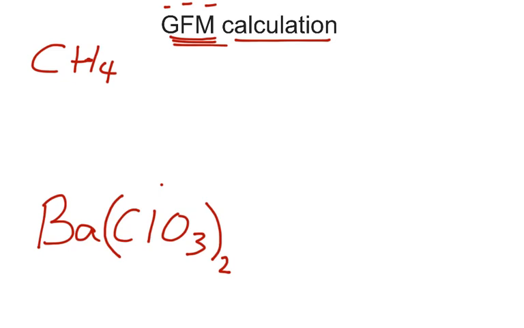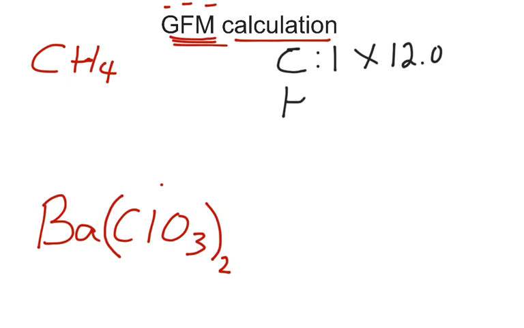So, for example, if you had to calculate the GFM of CH4 methane, you simply determine how many carbons you have, and that's 1. You determine the mass of carbon. You look on your reference table, so have your reference table out as always. You put 12.0 right there. Okay, so 1 times 12.0, that's carbon.